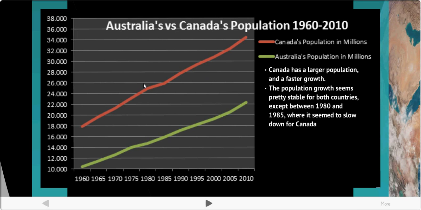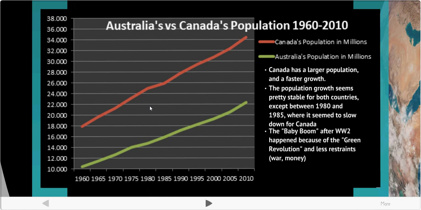The population seems to be pretty stable for both countries, except between 1980 and 1985 for Canada, as you can see here, where it seems to slow down. The baby boom, which happened after World War II, happened for many reasons. One of the reasons is the Green Revolution, which is when crops were more easily grown and farmers could produce more food. Also, there were fewer restraints because there was no more war. Also, the economy was more stable.